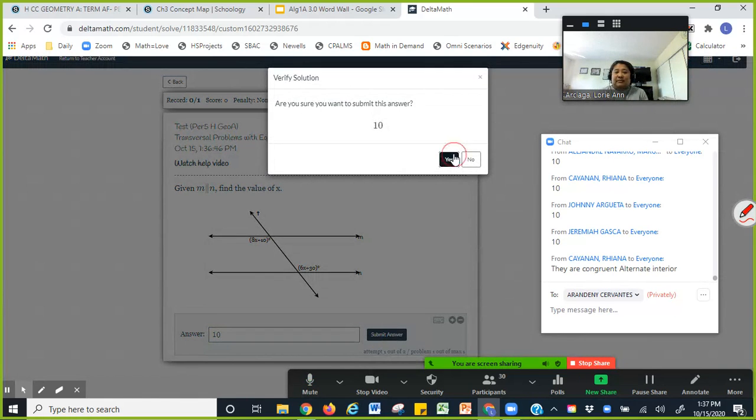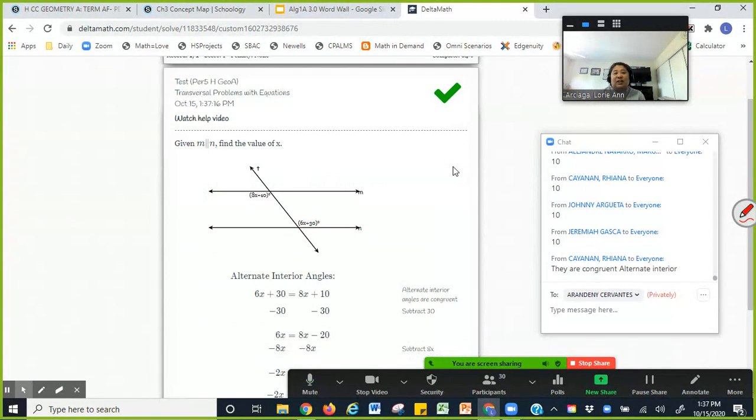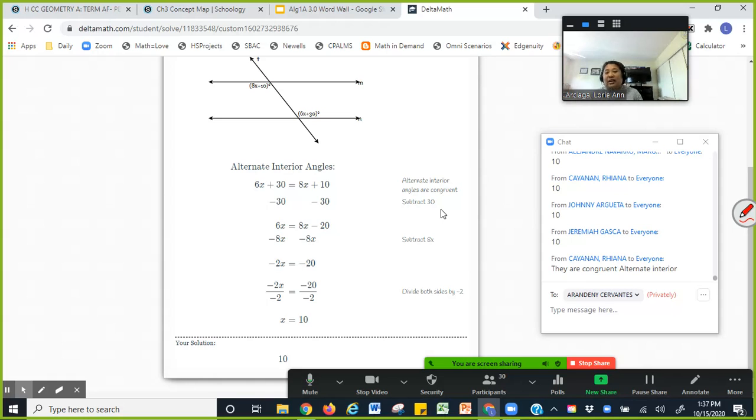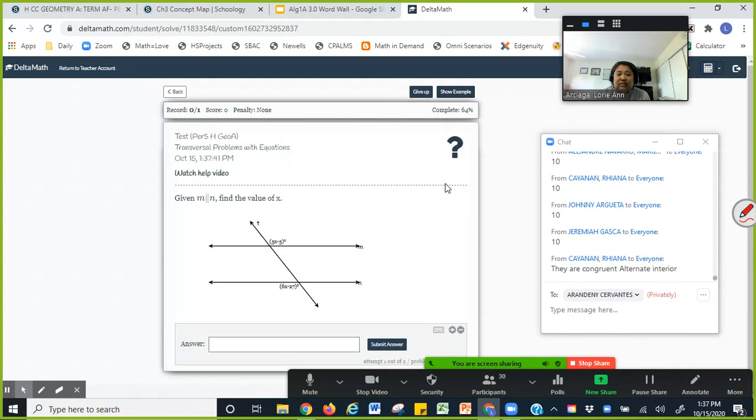There you go. I just didn't like that part. I wish I could edit the question and make it indicate what kind of angles they form. Okay, and if you click on it, it will also show you the computation right here. So x is equal to 10. Make them equal to each other. All right, next section.